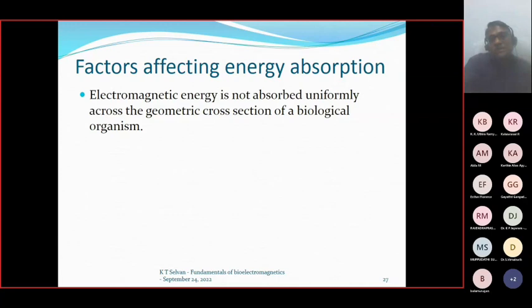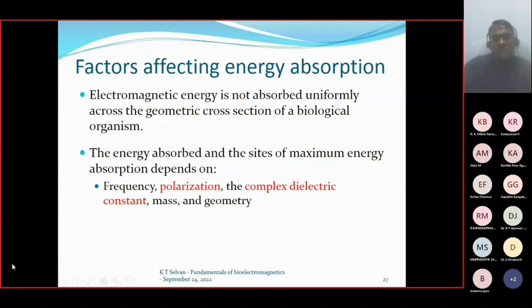This electromagnetic energy absorption, as it is not difficult to guess, is not constant. For example, the electromagnetic field will not cause similar absorption in the different parts of my body. The energy absorbed depends on several factors: frequency, of course, as we have seen, and polarization, which we will look at, and the complex dielectric constant. That is one of the particularly important ideas we have to grasp to appreciate bioelectromagnetics. Then mass and geometry. The higher the mass, we would expect the higher the absorption, isn't it? And geometry also, the shape of the object. So these are all important.